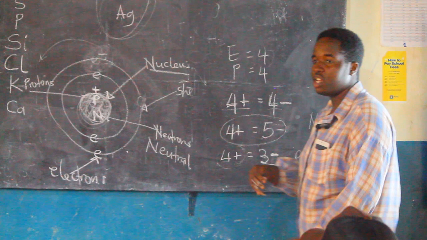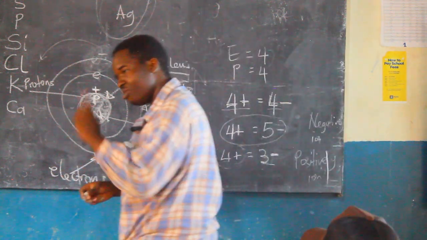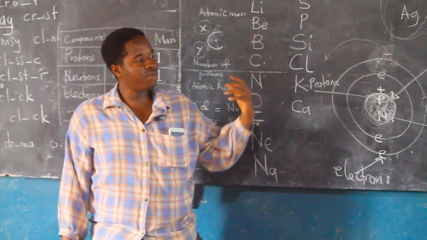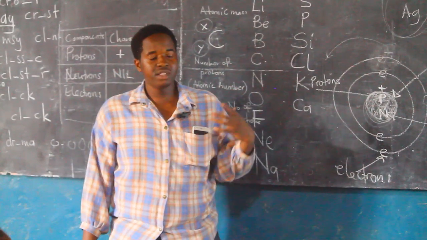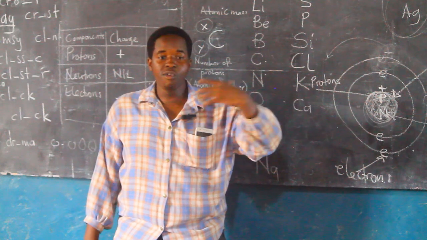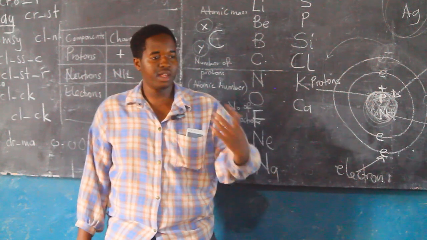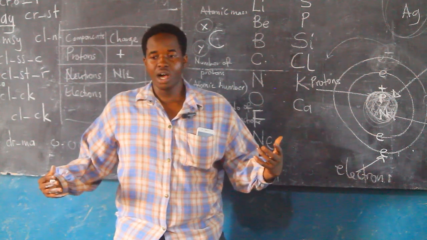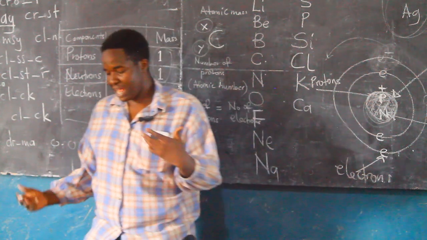It shares with another atom. This is what they call chemical reactions. You remember how compounds form? These are chemical reactions. We have electrons moving from one atom to another. We see how they try to balance.